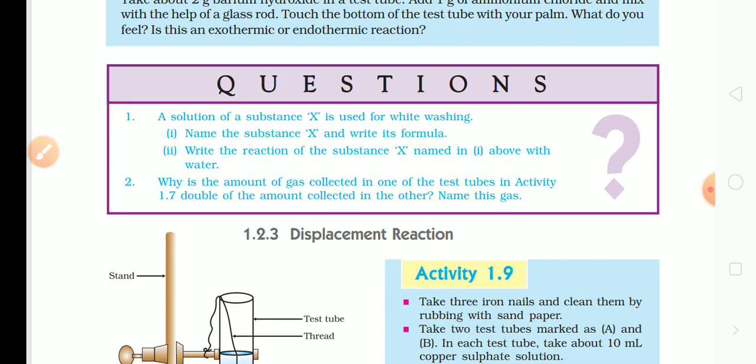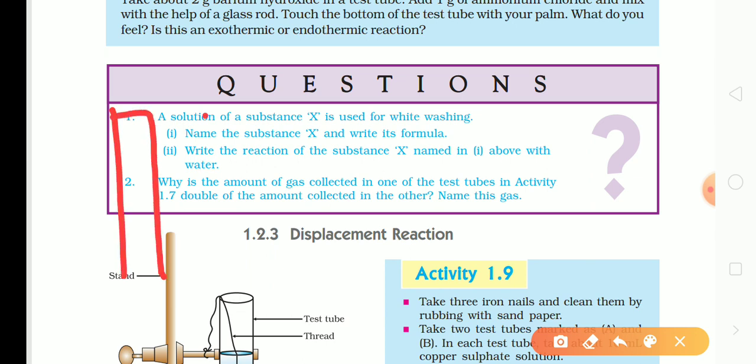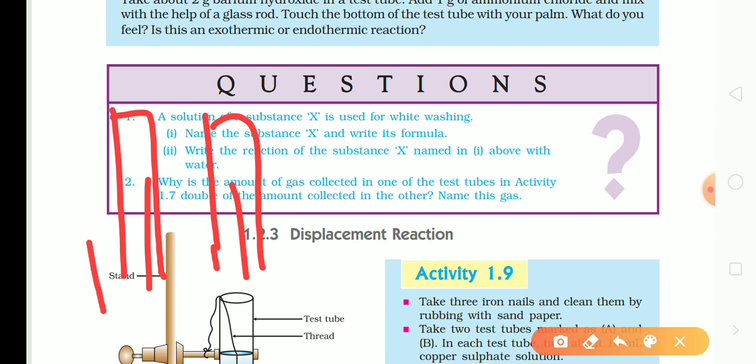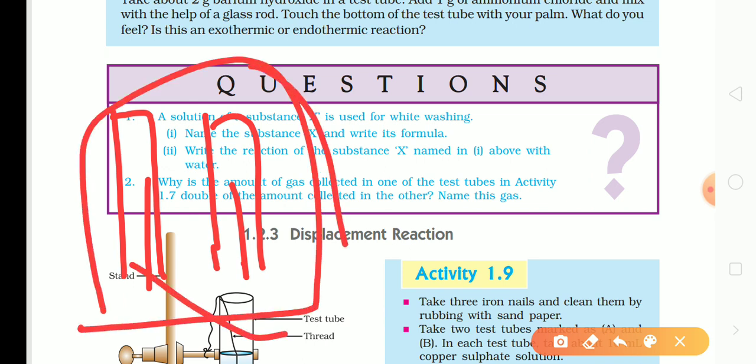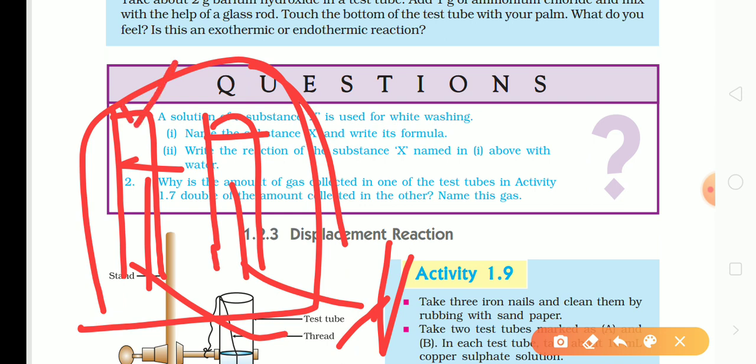Why is the amount of gas collected in one of the test tubes in activity 1.7 double the amount collected in the other? Name this gas. Which was that activity? We can still remember the activity was like this. We had 2 inverted test tubes, 2 graphite rods, a mug was there, and the electricity supply was connected like this. During this activity gas is getting collected over the test tube, and the amount of gas collected in one test tube was twice compared to the gas collected in the other test tube.